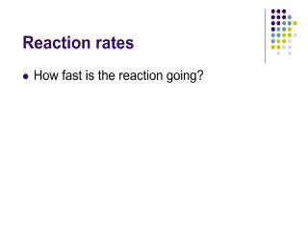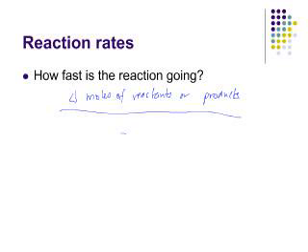I'd like to start by talking about reaction rates. When chemists talk about reaction rates, they're talking about how fast the reaction is going. And this can be measured by looking at some property that changes in the reaction that you can relate back to moles of reactants, or products for that matter. And you want to see how that changes with time, because this is a rate.